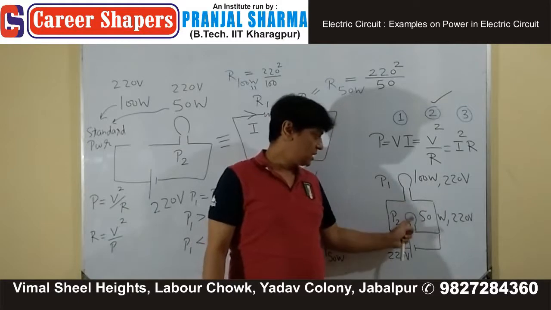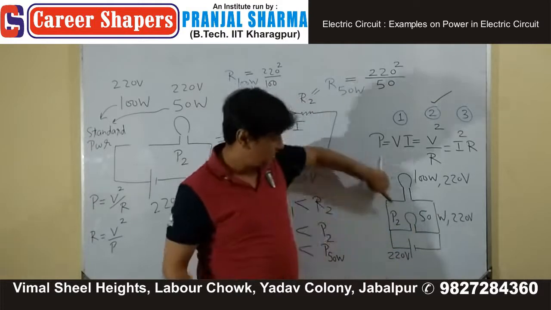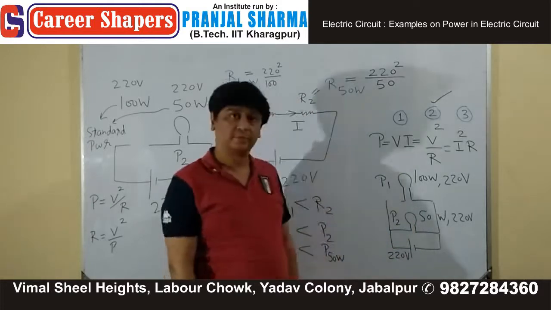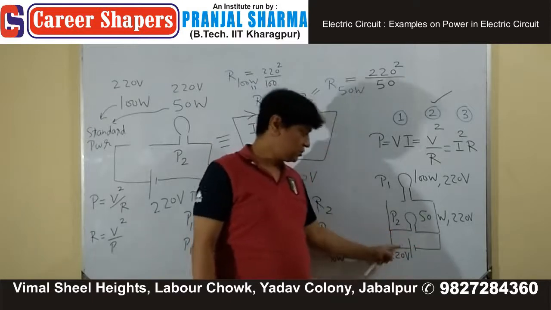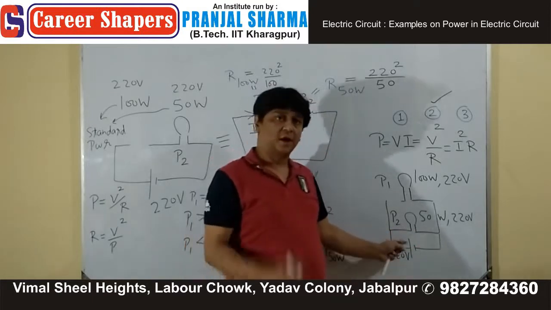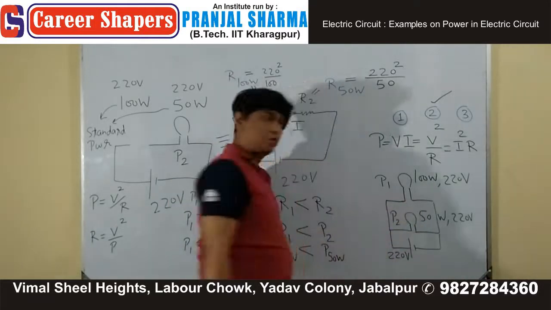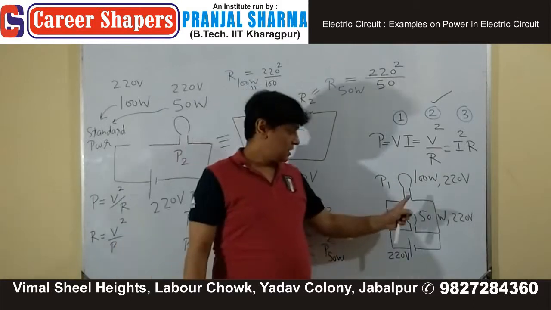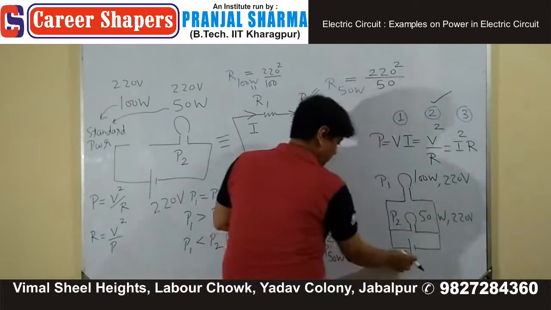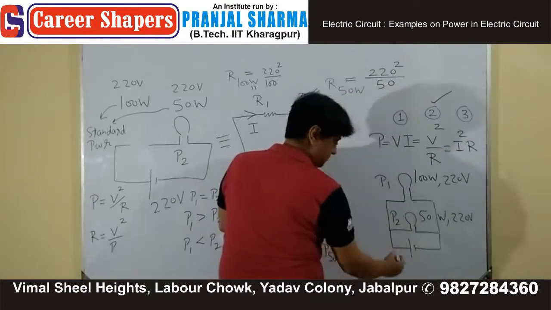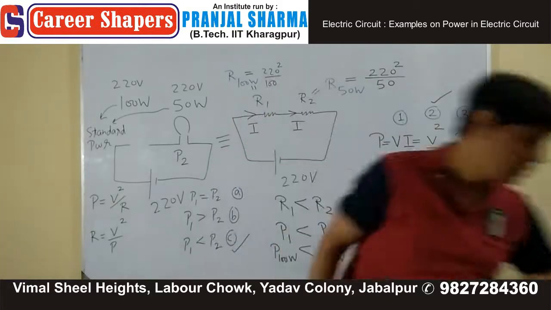These two bulbs are connected in parallel. If one of them doesn't work, the other one is still connected to the power supply, and therefore things are connected in parallel. So, just to make the point clear, I am removing this 220 and replacing it with 100 volts. It doesn't matter if you connect it to 220 or anything else.